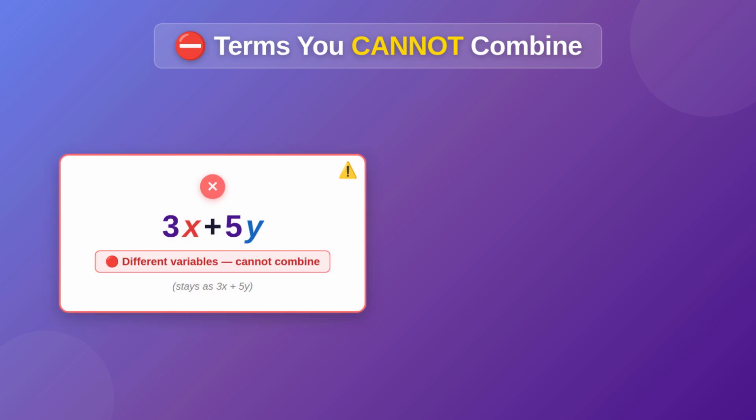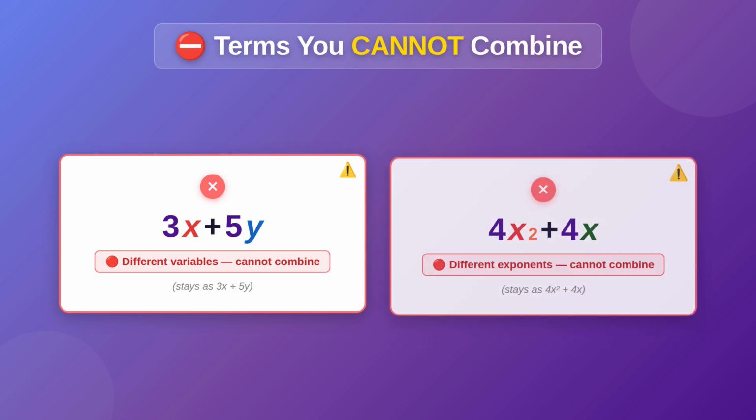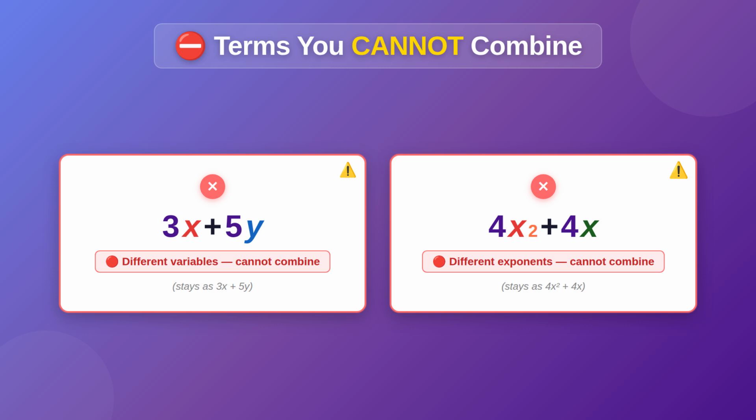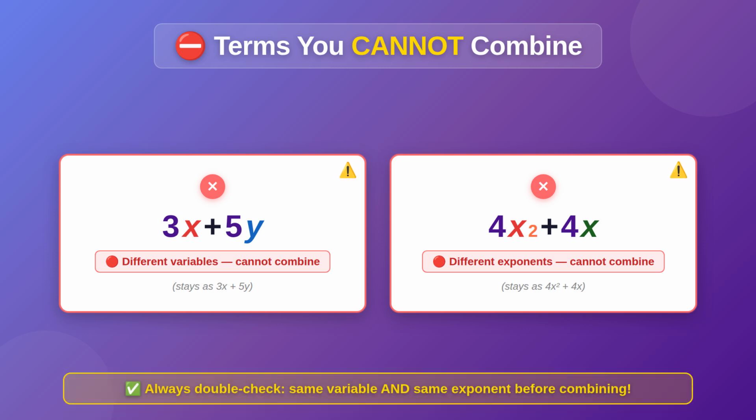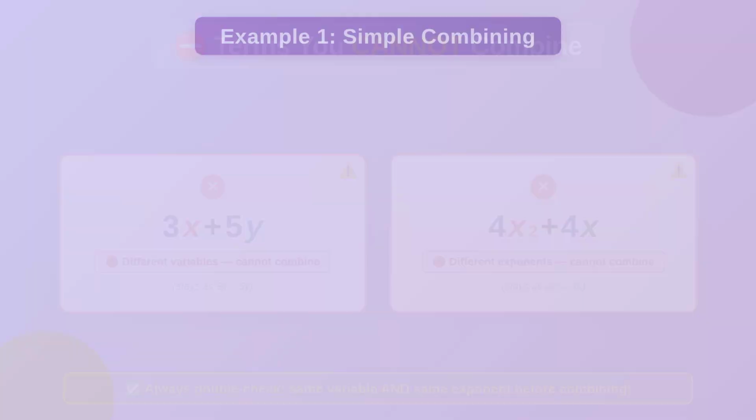Here's something Marcus almost got wrong, and it's a super common mistake. 3x plus 5y, can we combine those? Nope, they have different variables. The expression just stays as 3x plus 5y. What about 4x squared plus 4x? The exponents are different. One is x squared, and one is just x. So those are not like terms either. The expression stays as is. Always double check. Same variable and same exponent before you combine anything.